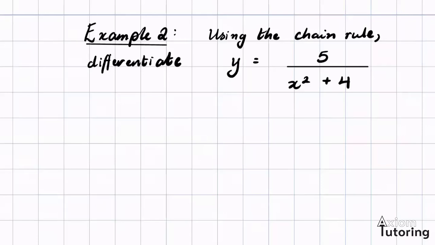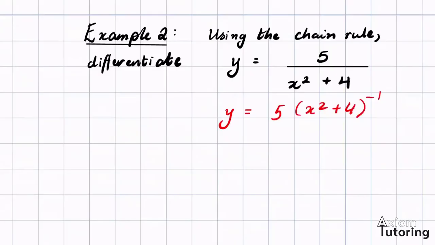So this is example 2 for our calculus video 15, where we are differentiating composite functions using the chain rule. In this example, we want to use the chain rule to differentiate this function here, y equals 5 over x squared plus 4. So the easiest thing to do here is to perhaps rewrite this a little bit. So let's just rewrite it as y equals 5 times x squared plus 4 to the power of minus 1.